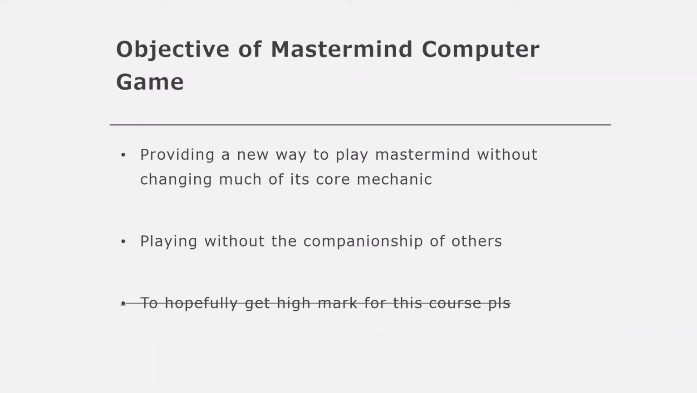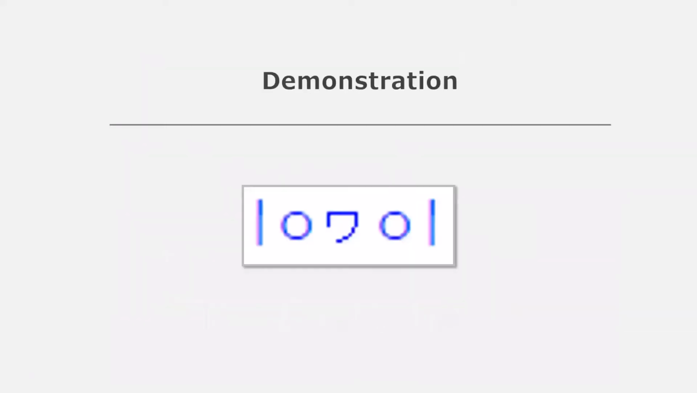The objective of this new Mastermind computer game is to provide a new way for the player to play Mastermind without changing much of its core mechanics. So you will still need to guess the code within a certain number of guesses, etc. And the second most important objective is to let the player play without needing the companionship of others. So even if you are alone, you will still be able to play it. Now, without further ado, let's have a quick demonstration of how the computer version of the Mastermind game works.